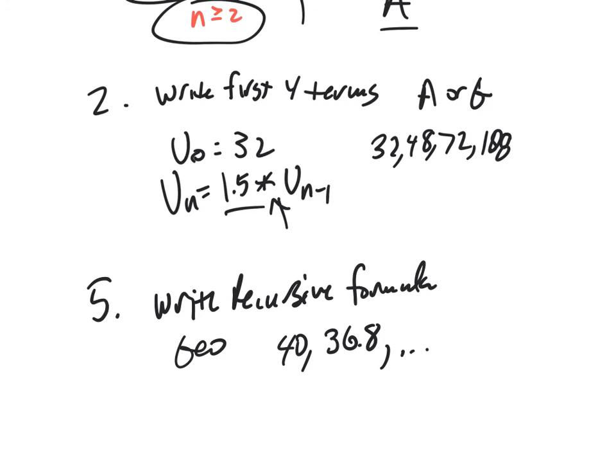Remember me talking about this one? What do you do to find that number they're multiplying by each time? And how do I know they're even multiplying? Because it says geometric. And then how do I find that number they're multiplying by? What do I do again? What do I divide? 36.8. I'm being your calculator for you. Divided by what?